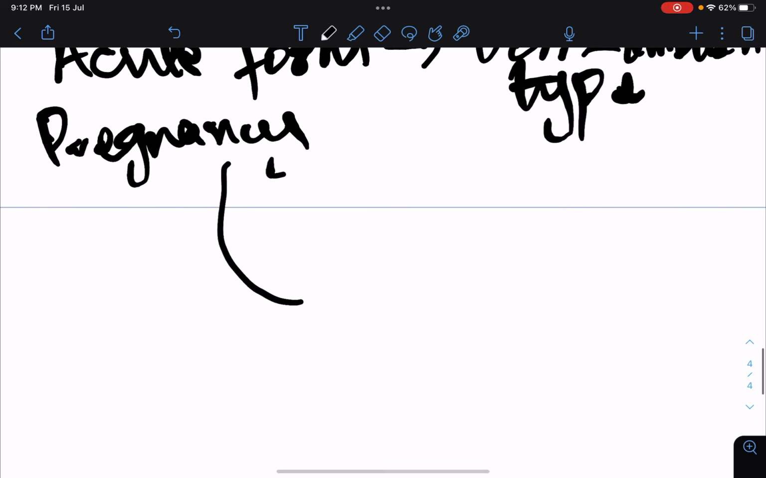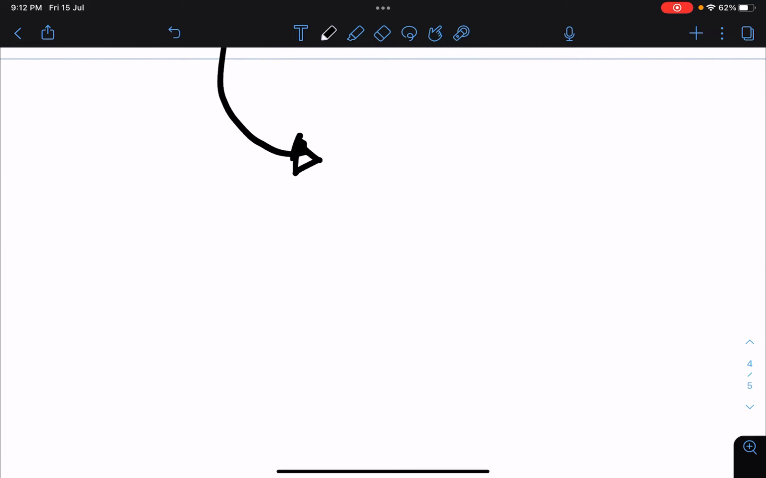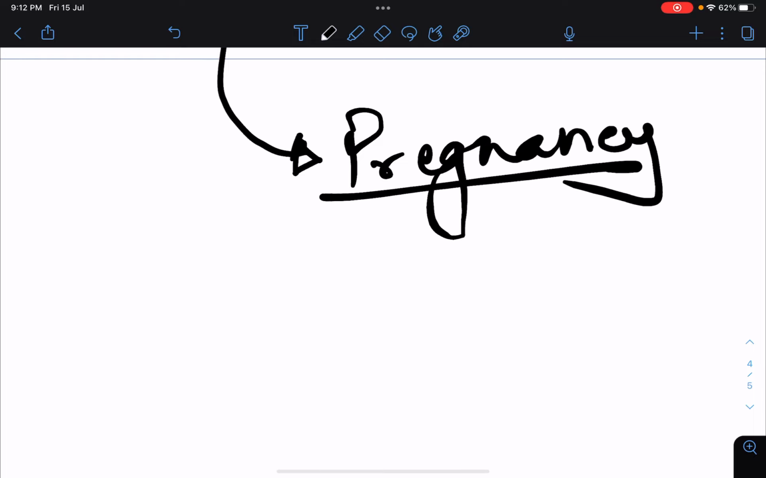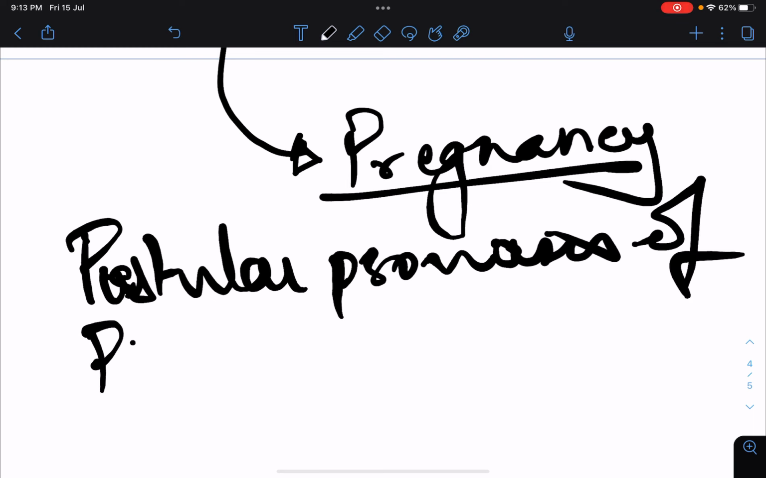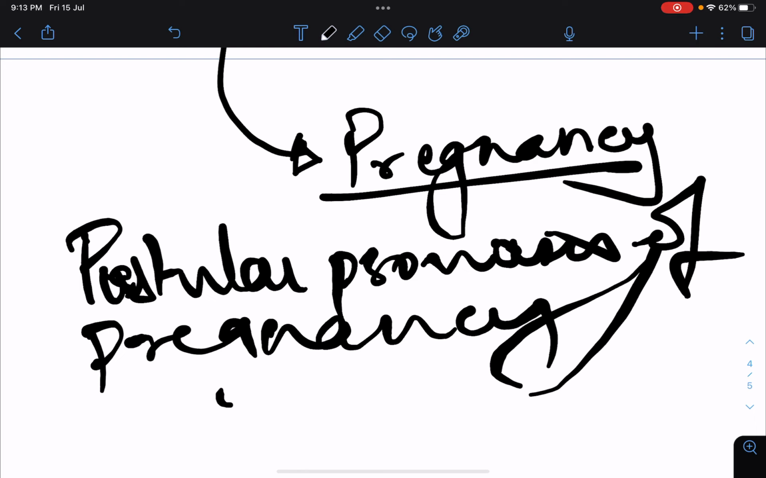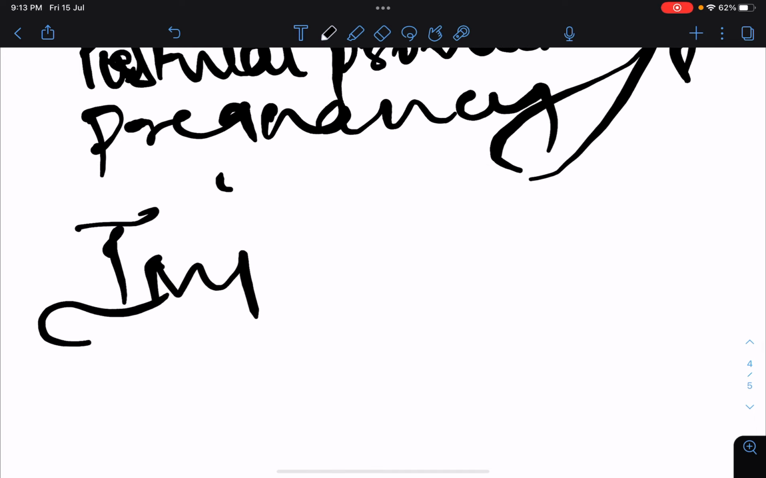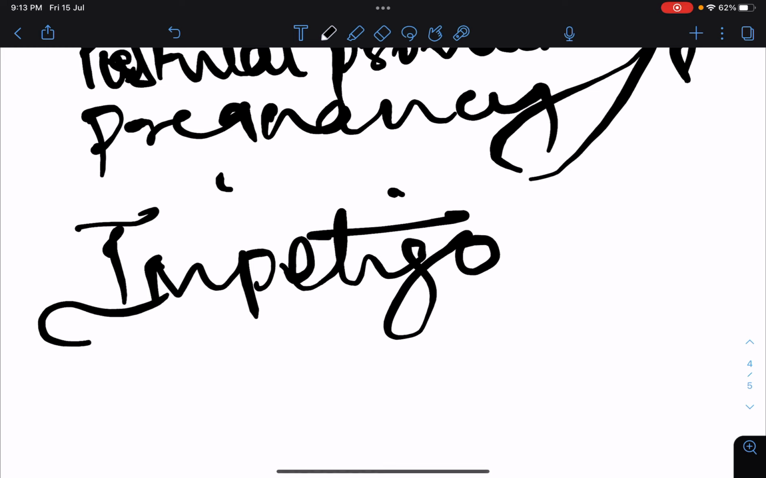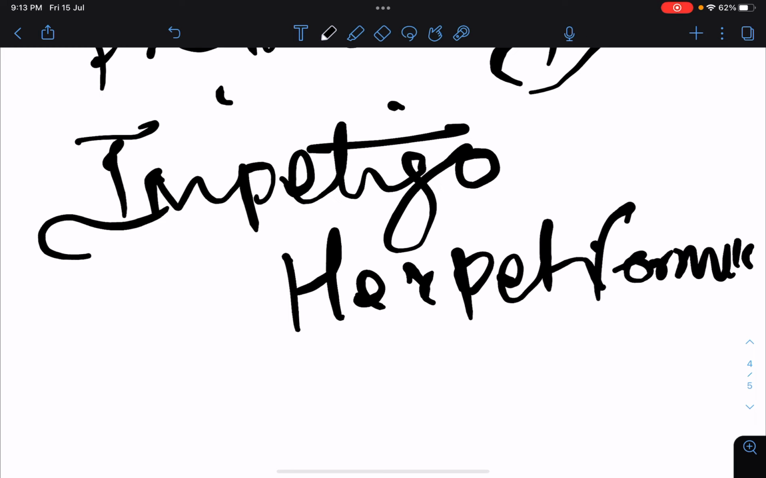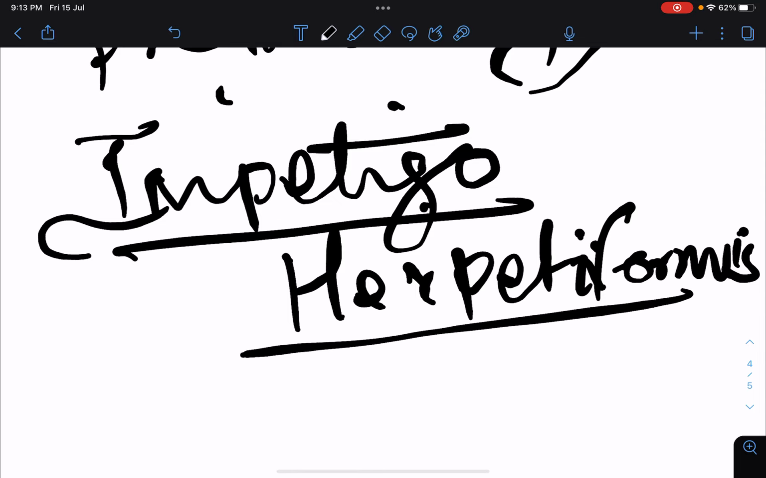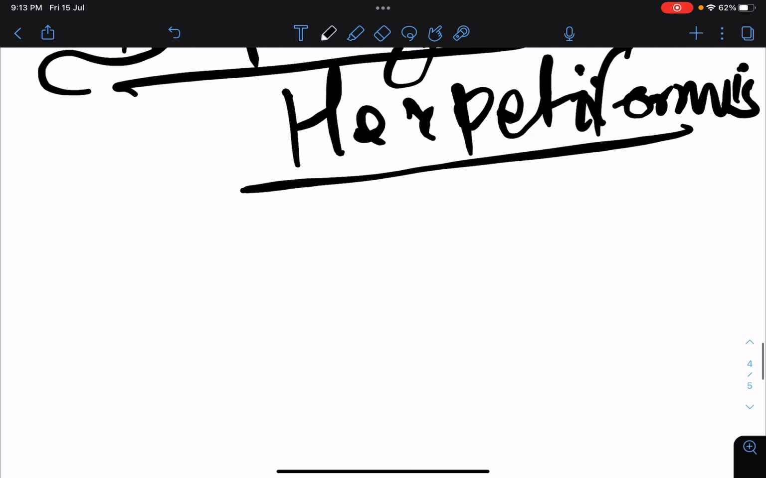But what's important is what happens in pregnancy. Well, in pregnancy, because of the pregnancy factor, there's something called pustular psoriasis of pregnancy, which is also very ironically called impetigo herpetiformis.